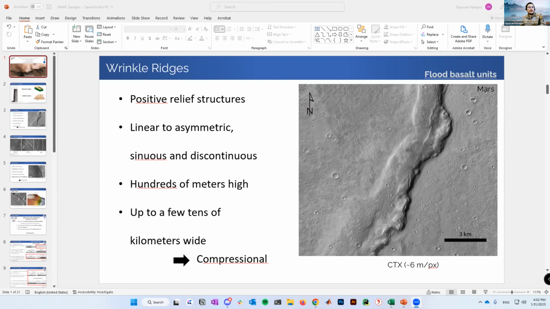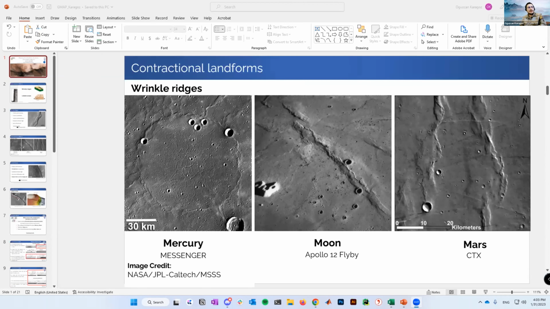The wrinkles can be linear to asymmetric in appearance, sometimes sinuous, sometimes discontinuous. If you're familiar with the term, they can also be in an echelon array. Their heights can be hundreds of meters, and they can be hundreds of kilometers wide, developed under a compressional regime. These wrinkle ridges can be found on all of the terrestrial bodies.